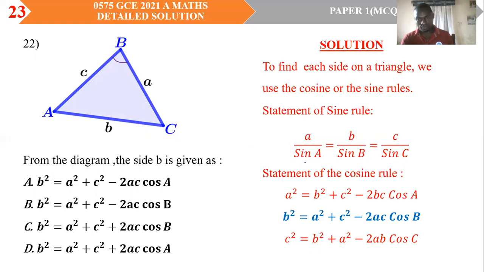This is a statement of the sine rule for revision purposes, but here we are concerned with the cosine rule. In the cosine rule, we need to find the side B. What is the relation between the side B and the sides A and C? This is the relation: B squared is equal to A squared plus C squared minus 2AC cos of the angle at B. So looking at the answers, we see that the best alternative is B.